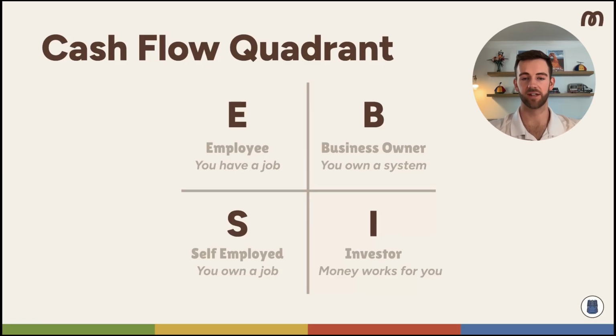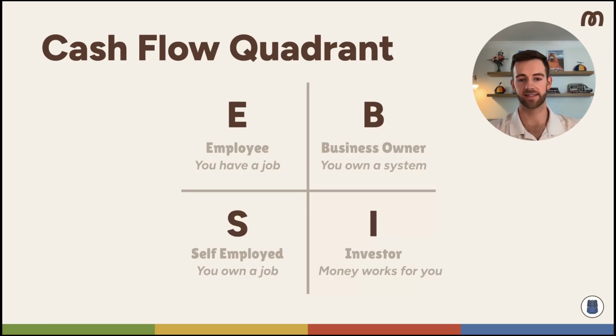You have more freedom than the E quadrant, but you are still the system. So if you take a month off, the business also takes a month off and no income comes in. So income is still tied to your time in this case. So the left-hand side of the quadrant is very active.